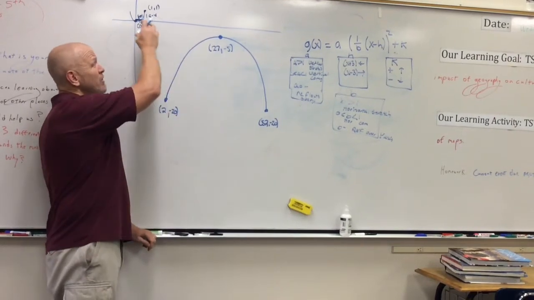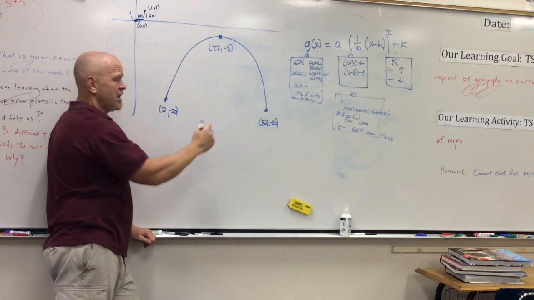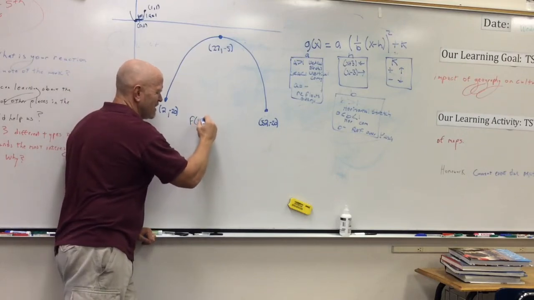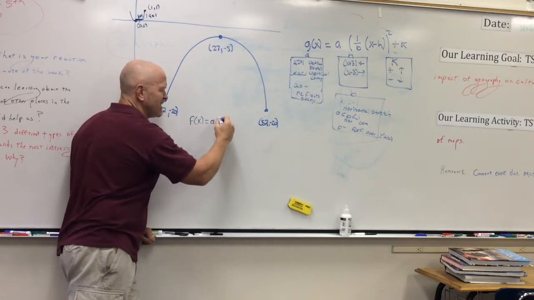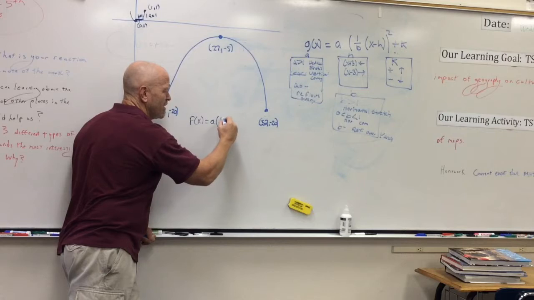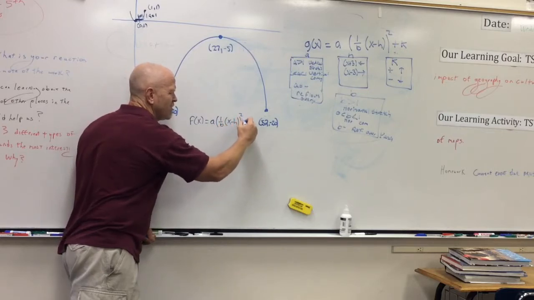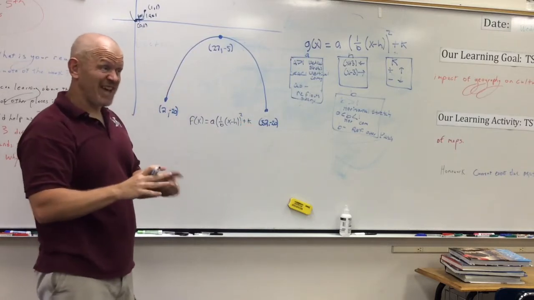So what we're going to do is deal with a parent graph of, what kind of graph is this, obviously? Parabola. So I'm going to just do a parent function of a parabola. I'm going to start with f of x is equal to, and we're going to put all four letters in that represent all the transformations that can take place. 1 over b, x minus h, quantity squared plus k.